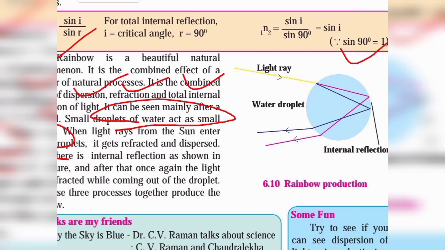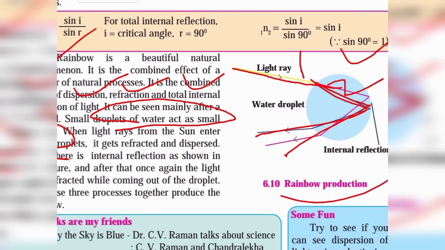reflection. When light rays from the sun enter these droplets, as shown in the figure, they get refracted and dispersed. Why is it refracted? Because this is a medium. That means it is refracted and dispersed. Then there is an internal reflection as shown in the figure, and after that once again the light gets refracted while coming out of the droplet. All these three processes together produce the rainbow.